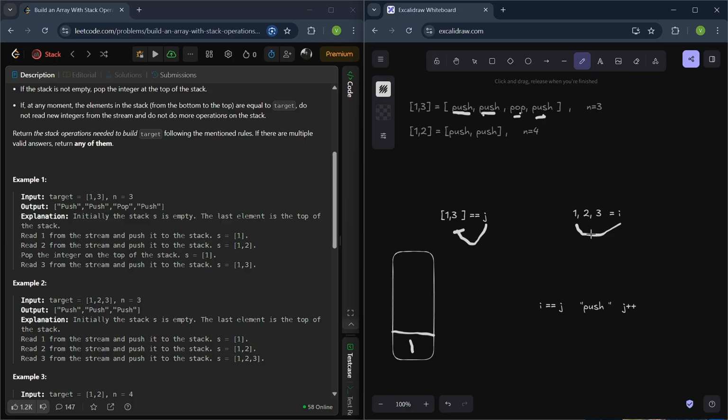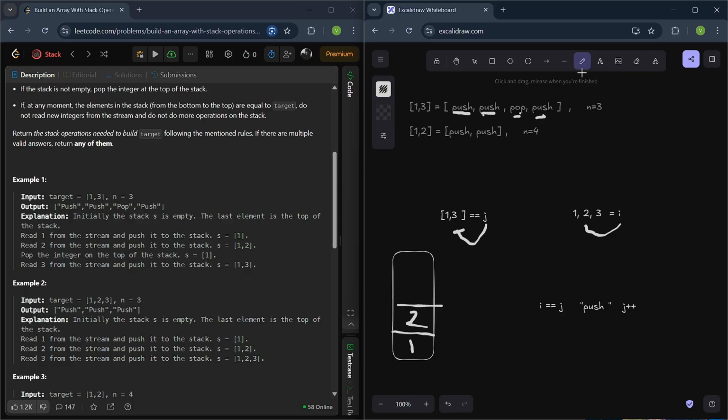Now the loop will also move to the second position. So now i is equal to 2, as you can see. Is i equal to j? j is 3 over here and i is 2 over here. Are they the same? No, they are not the same. But as you have seen, we have to use all these integers and we have to insert them.